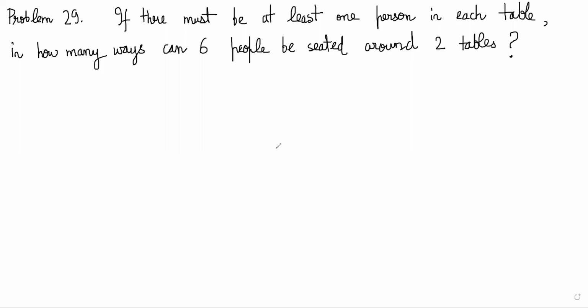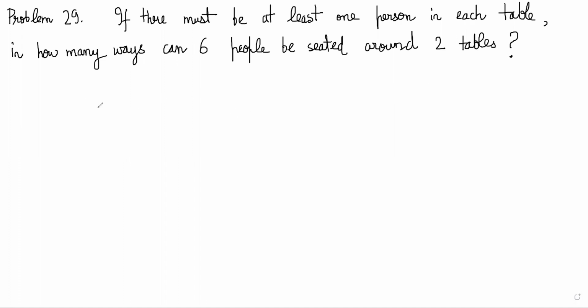Hi. In this problem, we are going to look at a question in combinatorics, and this will lead us to the idea of Stirling numbers. So let's look at the problem. If there must be at least one person on each table, in how many ways can six people be seated around two tables? A pretty simple problem.